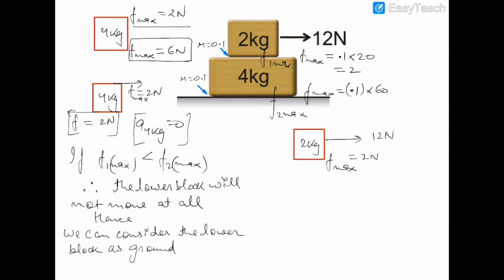be acting on this 2 kg in forward direction, and this maximum friction is not at all sufficient to balance this 12 newton, hence it would be acting in the backward direction to its full value, and therefore the acceleration of this 2 kg block will be equal to (12 minus 2) upon 2, which is equal to 5 meters per second square.